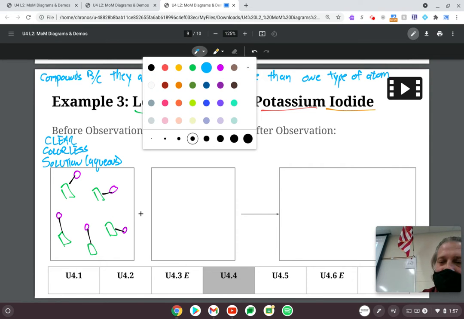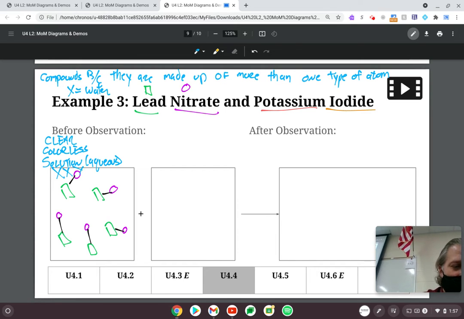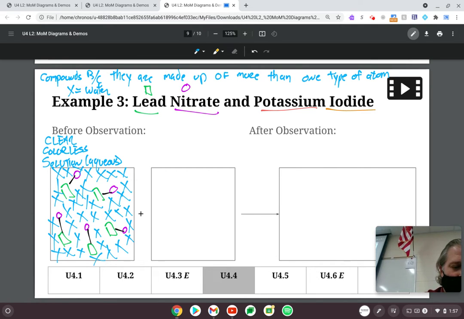And then the last thing that we're going to do is what we said is that when it's a solution, it means that the substance has been dissolved in water. So I'm going to represent water with an X. And I'm going to surround all of these substances or all of these particles of lead nitrate with water. Okay.